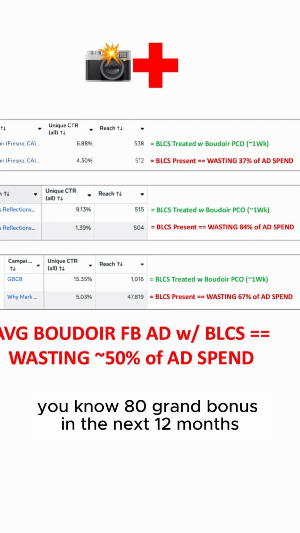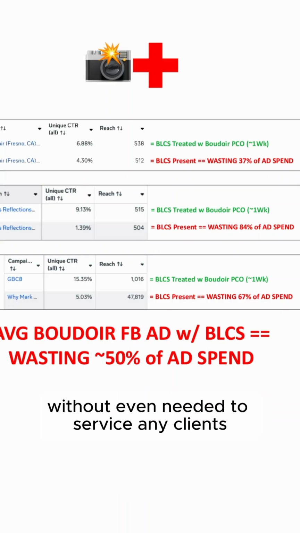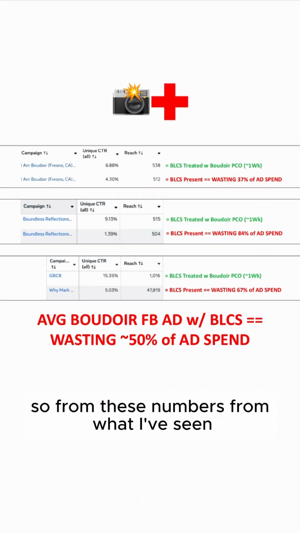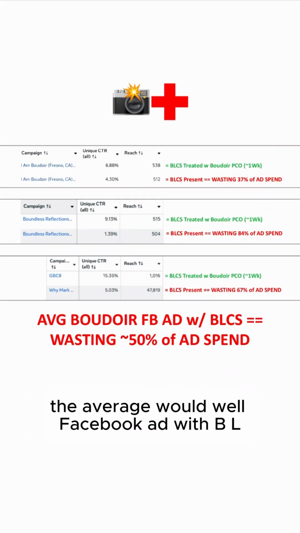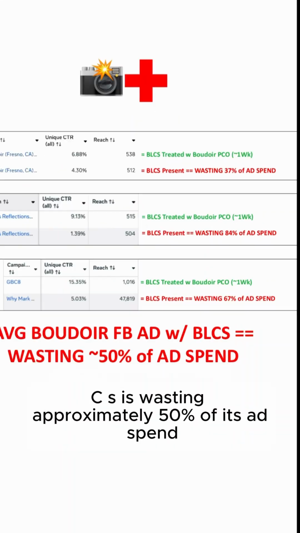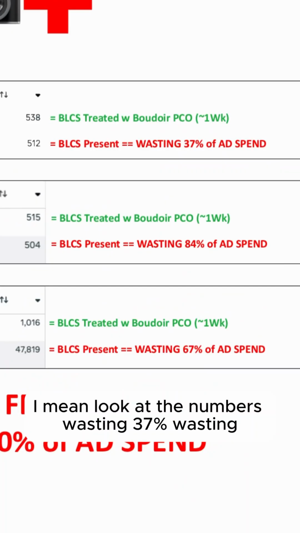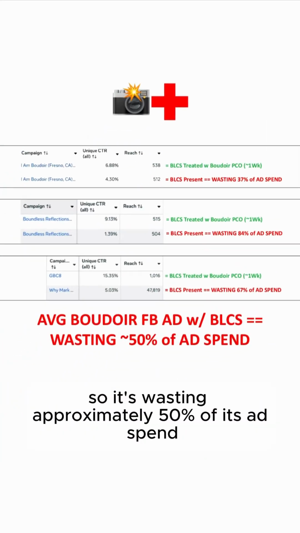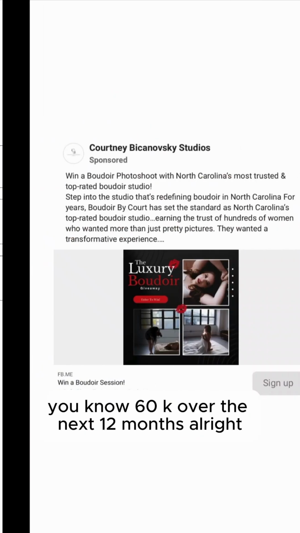I would say, 80 grand bonus in the next 12 months. So insanely good without even needing to service any clients. From these numbers, from what I've seen, the average boudoir Facebook ad with BLCS is wasting approximately 50% of its ad spend. I mean, look at the numbers: wasting 37%, wasting 84%, wasting 67%. So it's wasting approximately 50% of its ad spend.